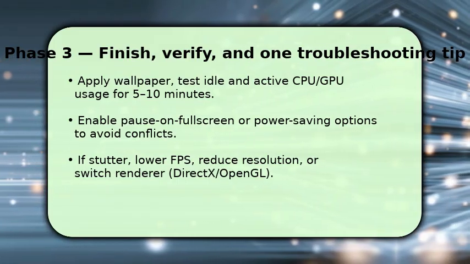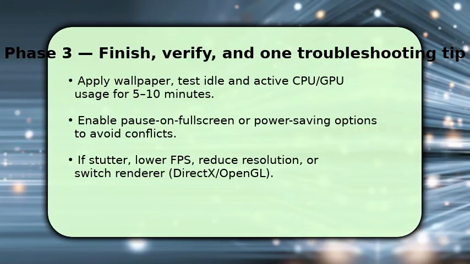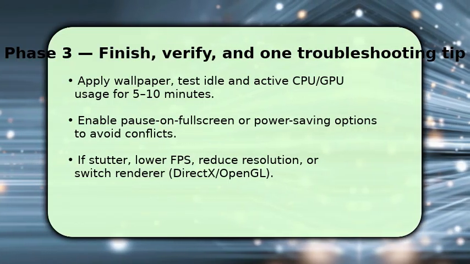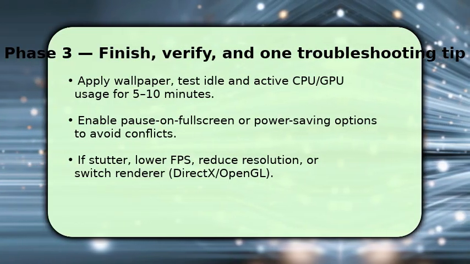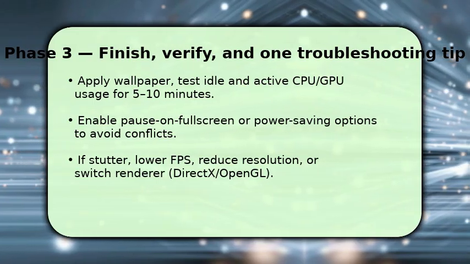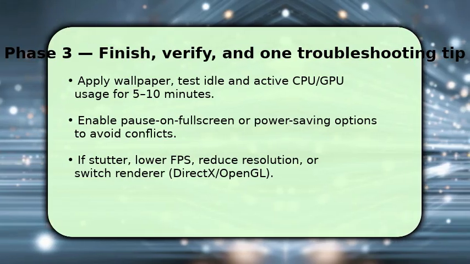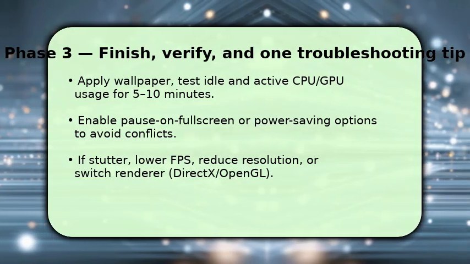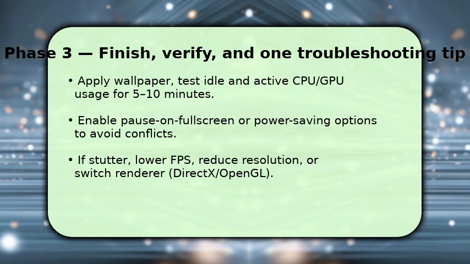If you hit stutter or artifacts, try lowering FPS or resolution, switch renderer between DirectX and OpenGL, or disable overlays. These changes address most problems. Finally, save your profile so you can restore settings quickly, and remember to reboot if the app behaves inconsistently.